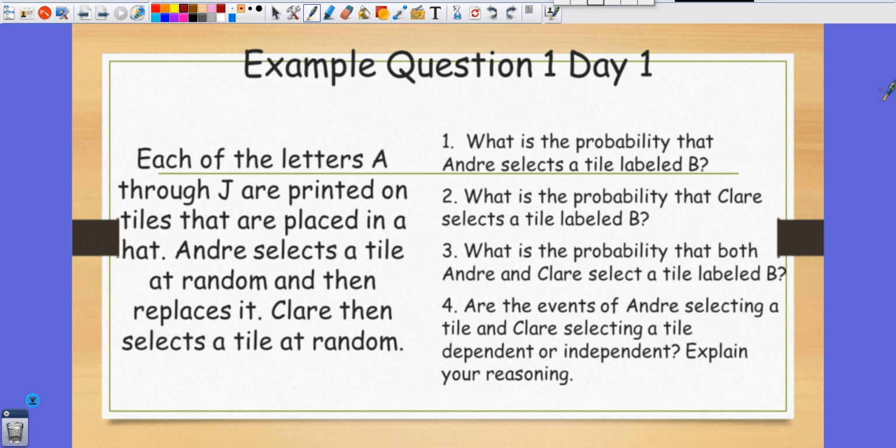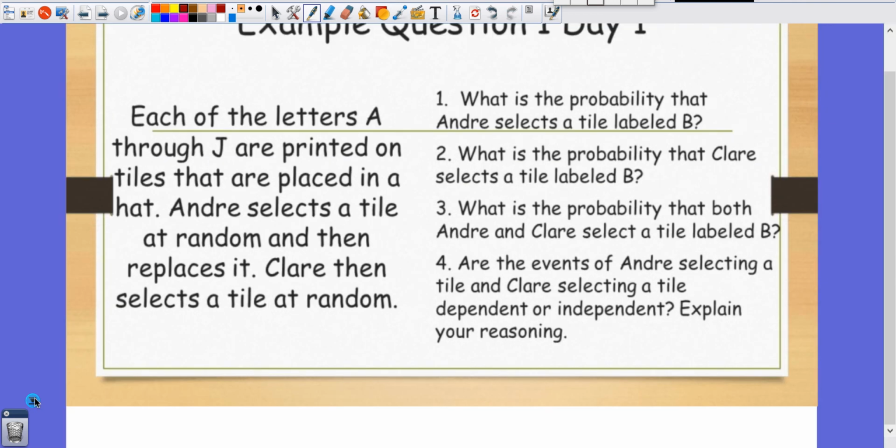Okay, so question 1 says each of the letters A through J are printed on tiles that are placed in a hat. Andre selects a tile at random and then replaces it. Clara then selects a tile at random. What is the probability that Andre selects a tile labeled B?